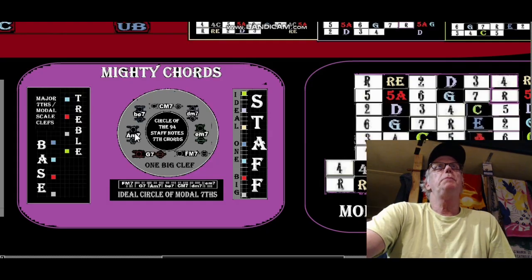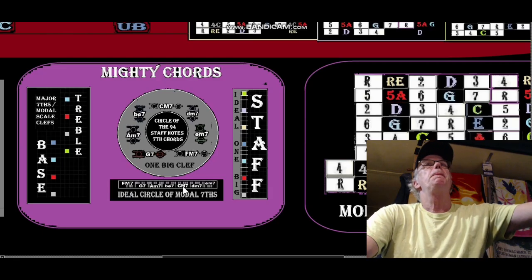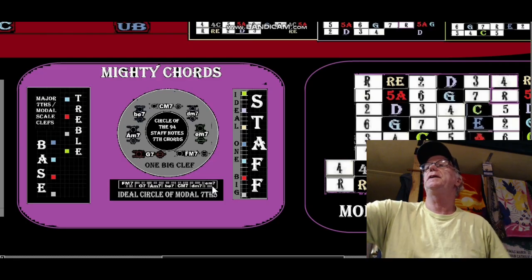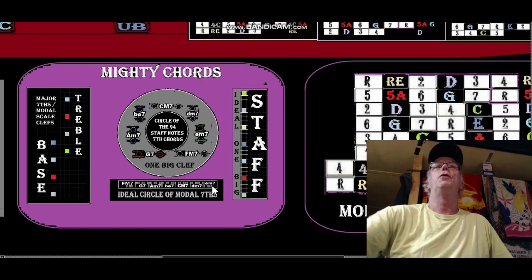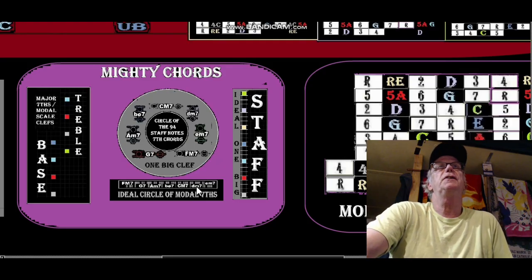Okay, so we have one big clef, the one big clef theory here. We have the ideal circle of modal 7ths, which is the one big clef. We would start on this super low F major 7th Lydian, which would end here. And we would go all the way up to this E minor 7th here, of which I can only get the first 4 notes of this Dorian scale here. I can't even get the first one of those. That's what it would do. It would start there and go all the way around.